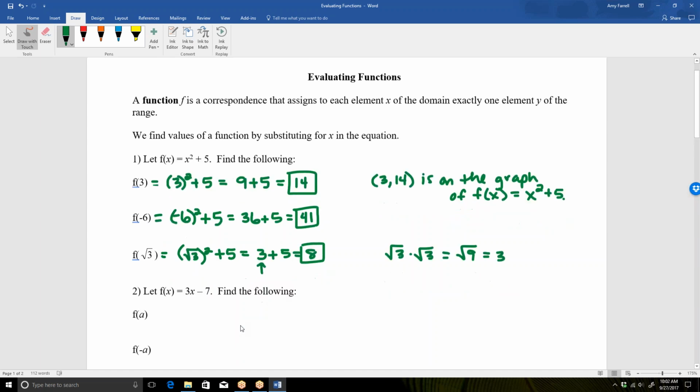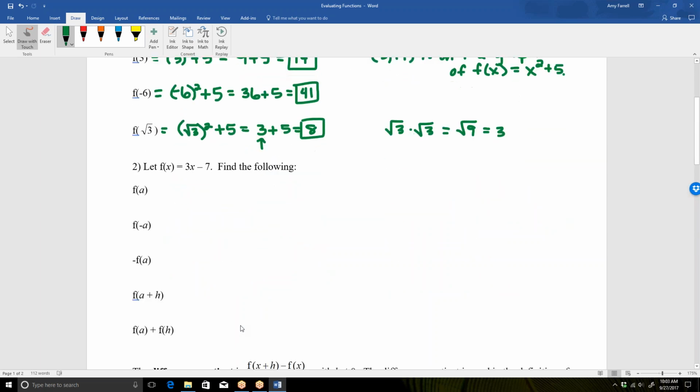Okay, let's do something just a little bit different here. Now, instead of substituting numbers, we're going to substitute letters, basically. So we're going to find f of a, f of -a. You can see all of this here. This is going to lead us into our next topic in this video, which is called the difference quotient.